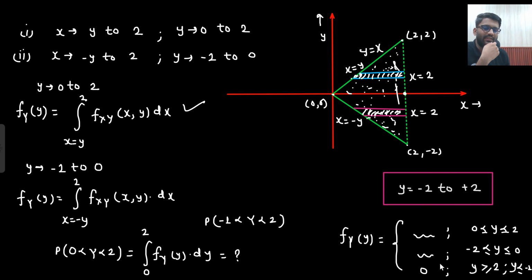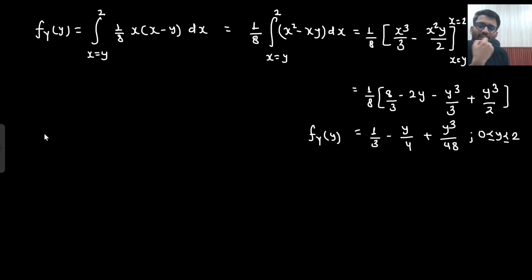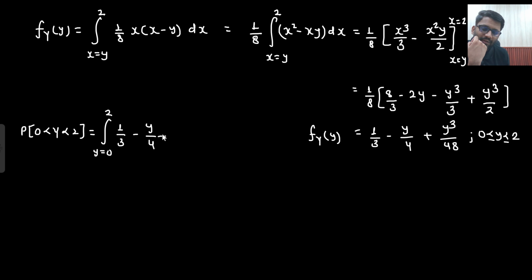But you don't care about this fy of y. Now what you need to do? You need to find the probability of random variable y taking value between 0 to 2. So y is taking value between 0 to 2. So the integral of 1 by 3 minus y by 4 plus y cube by 48 dot dy. So y by 3 minus y square by 8.